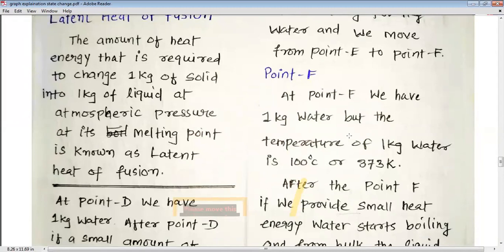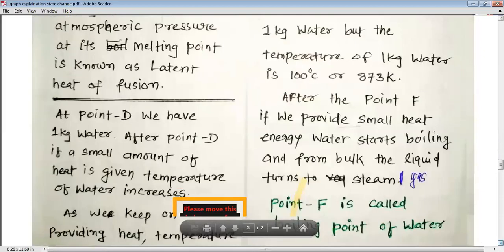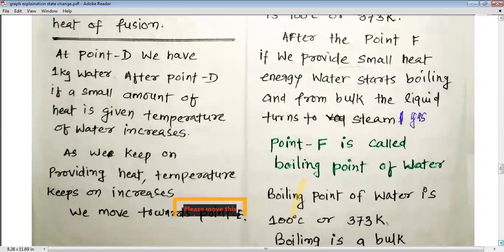I am repeating for you, my dear students, that the amount of heat energy that is required to change 1 kilogram of solid into 1 kilogram of liquid at atmospheric pressure and its melting point is known as the latent heat of fusion. Please learn this definition, my dear students, because it is one of the important terms from your syllabus.